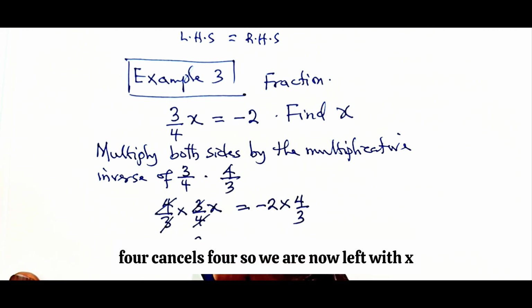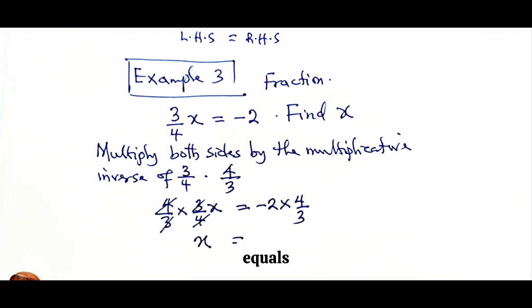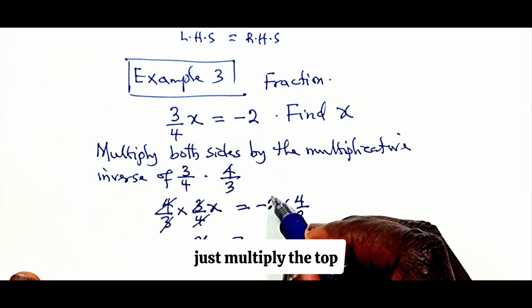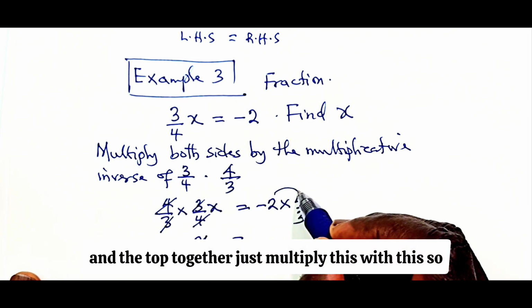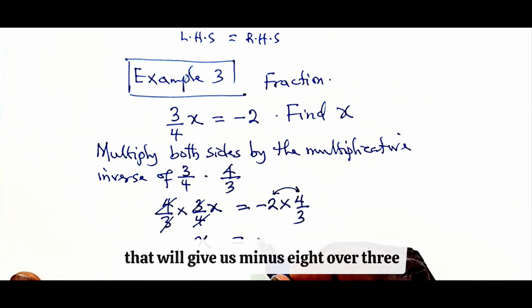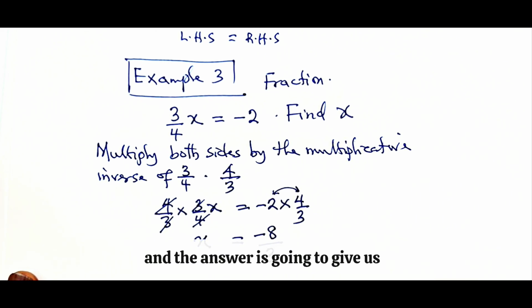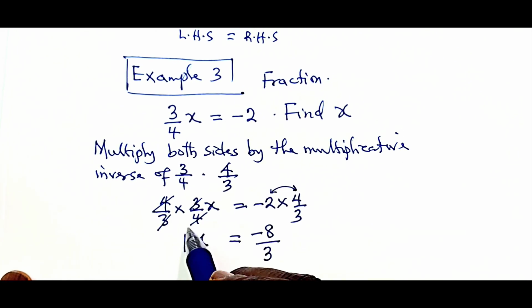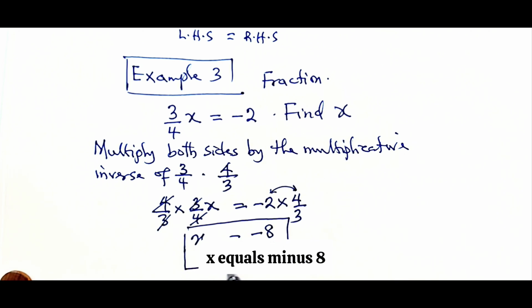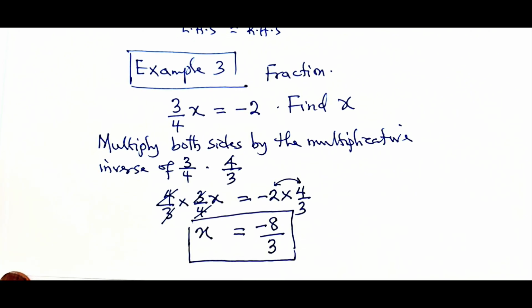So we are now left with x equals, just multiply the top and the top together. Just multiply this with this. So that will give us minus 8 over 3. And the answer is going to give us x equals minus 8 over 3.